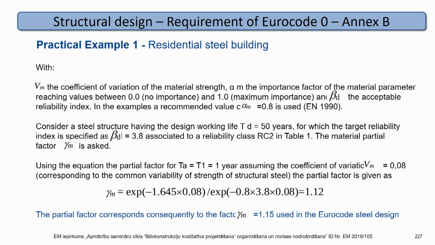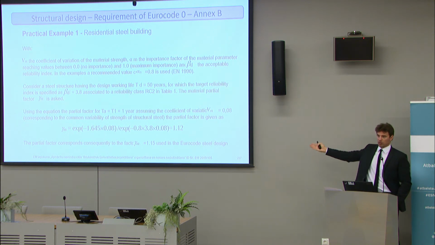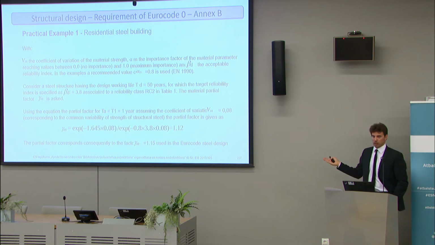Then, if we use that, we see what we get for steel. We have a coefficient of variation VM of 0.08, which corresponds to the common variability of strength of structural steel. These are parameters that you can only have if you perform experimental tests, of course. But if you use that, what comes out of the formula is 1.12, and what the Eurocode tells you to use is 1.15. This is how this value is calculated.